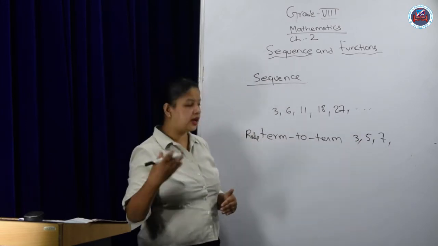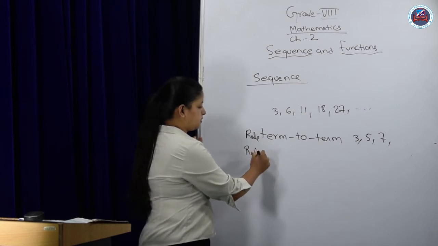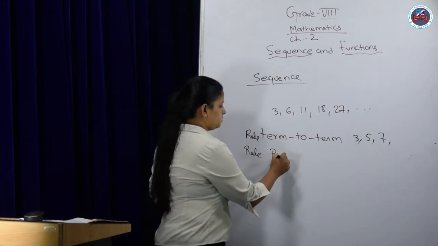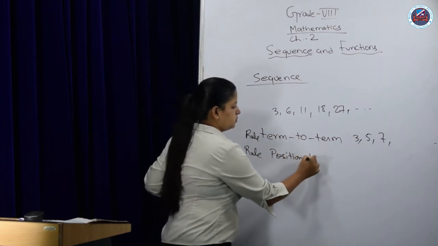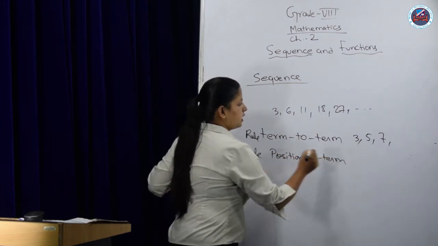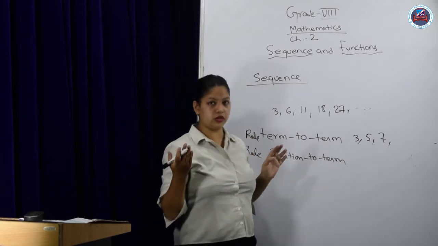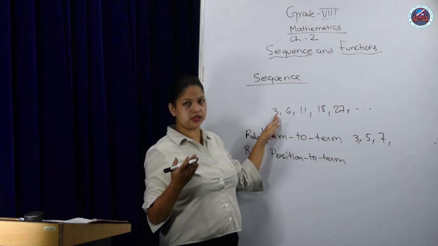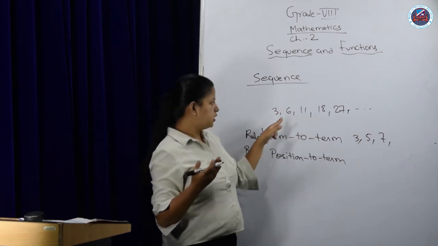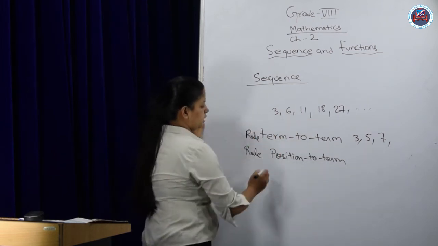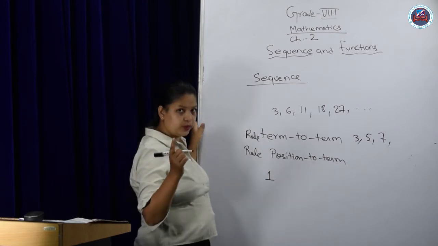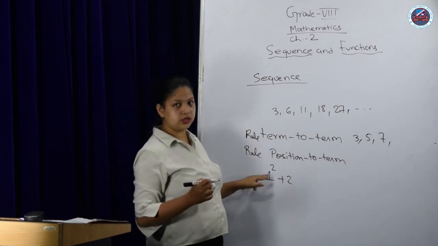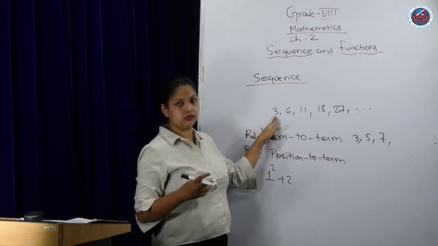Now sometimes another rule is also there by which you can generate it. We call it position to term rule. Position to term. Here, another formula you can also take. See, this is the first term, second term, third term. The first term is 1. 1 square plus 2, if I do, 1 square is 1, 1 plus 2, 3.